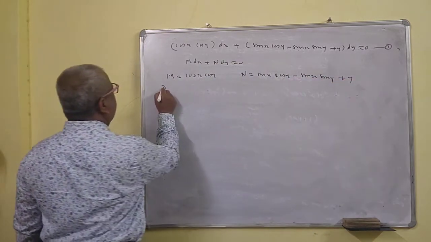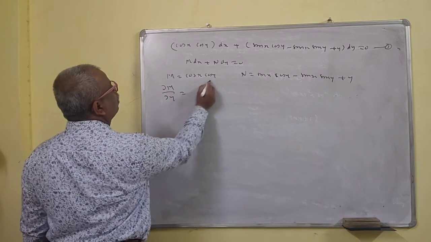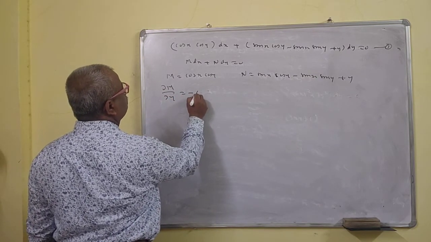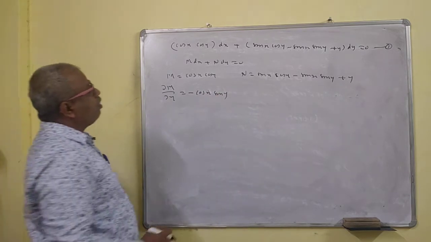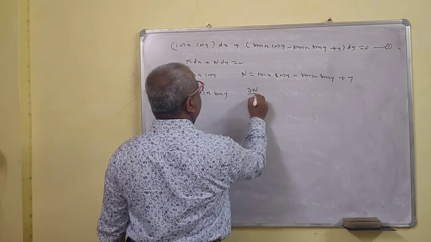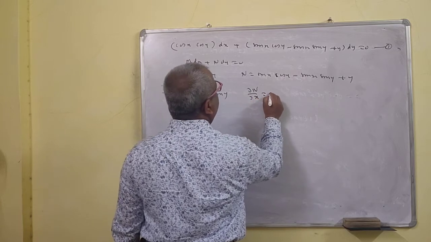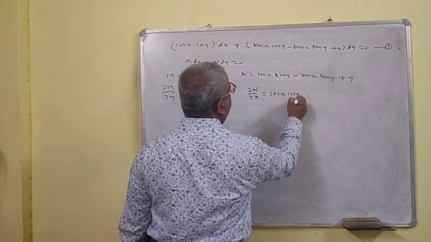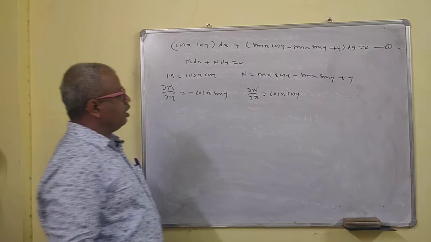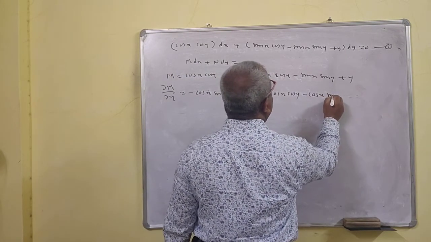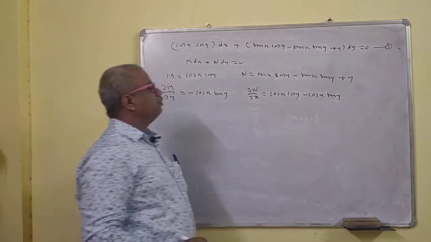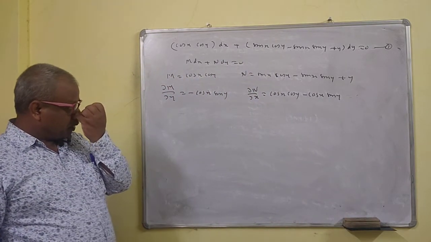So dou M by dou y is minus cos x sin y. Now dou N by dou x is cos x cos y minus cos x sin y.